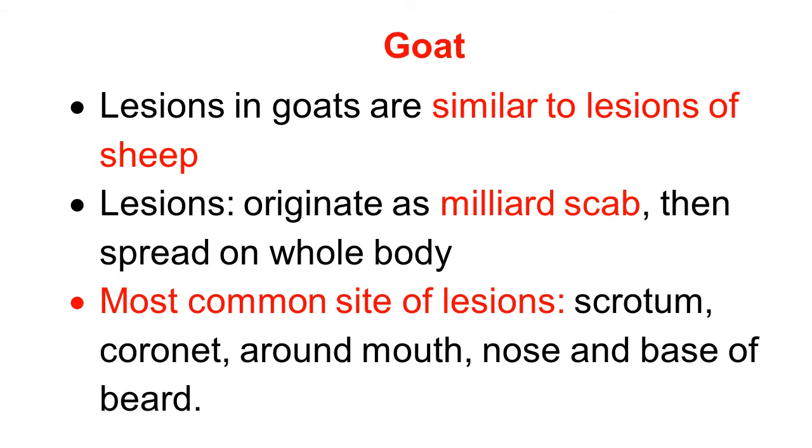Clinical signs in goats. The lesions in goats are similar to those of sheep, not much different. Here also there is exudation, scab formation, and matting of the hairs. On removal of the scab, there is ulcerative dermatitis and proliferative dermatitis, similar lesions. In goats, the peculiarity is that the lesions originate as miliary scabs, small scabs, and slowly these scabs spread over the whole body. Otherwise, lesions are the same as in sheep.